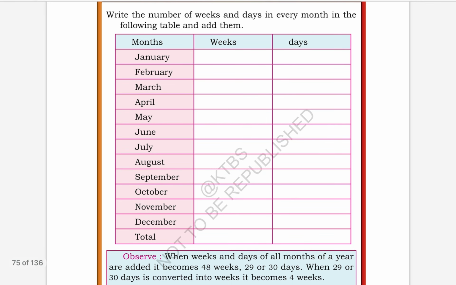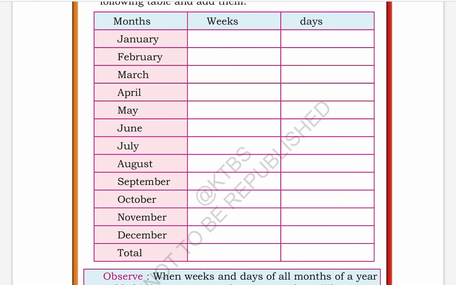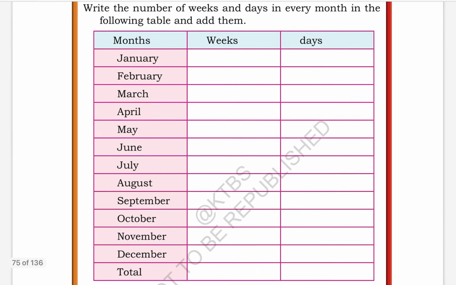Write the number of weeks and days in every month in the following table and add them. You do this at your home. Okay, it is very easy. Number of weeks, you see the calendar in the previous page and write it down. Number of weeks and days.